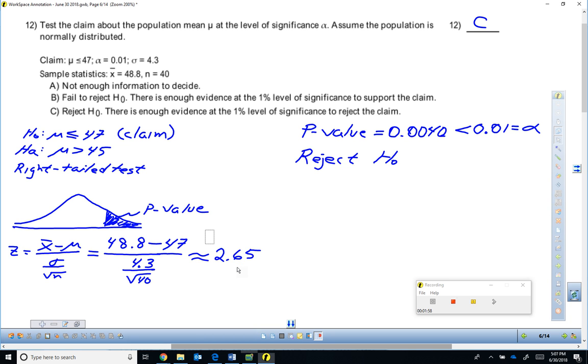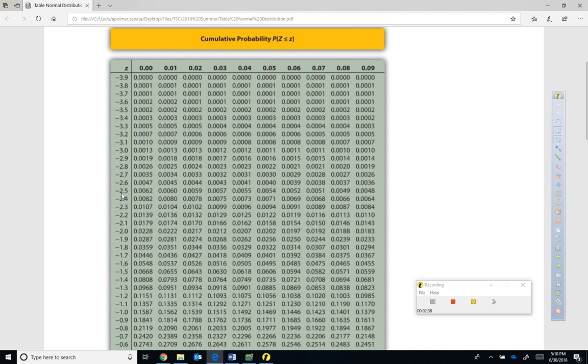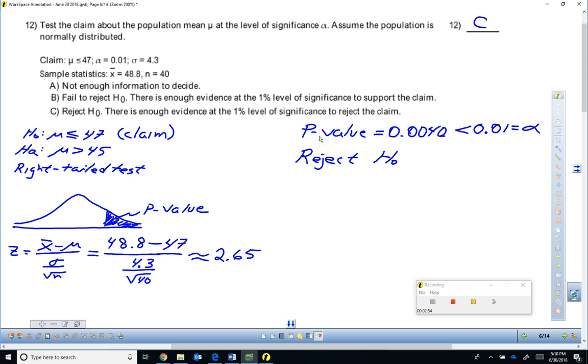Therefore, now we need to use the table for the standard normal curve to find the area to the right of 2.65, which is exactly the same as the area to the left of negative 2.65. So let's open the table, and here we'll look for negative 2.65, and that value is 0.0040. This is going to be then our p-value. So the p-value is 0.004.